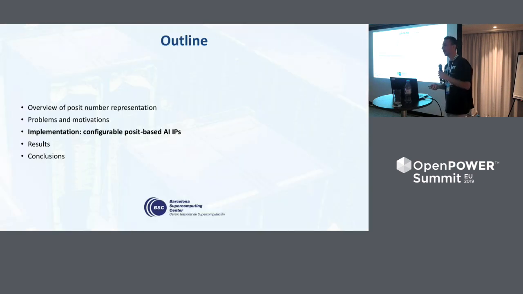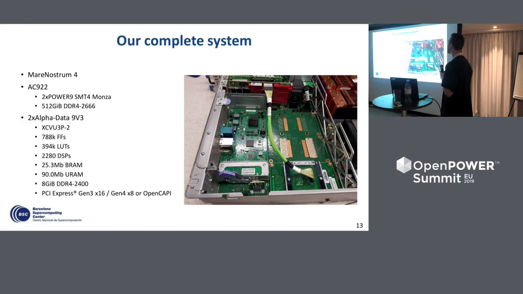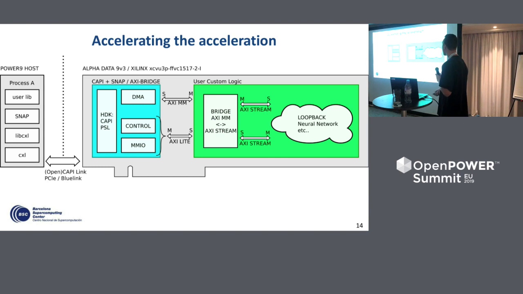Right now, the most interesting part, the implementation. So this is our hardware setup. We have two Alpha Data 9V3 FPGA boards that are in the most beautiful supercomputer of the world, the Industry 4. Here I will explain how I use CAPI and SNAP to accelerate the acceleration. So we will go into this nice stack of technologies.